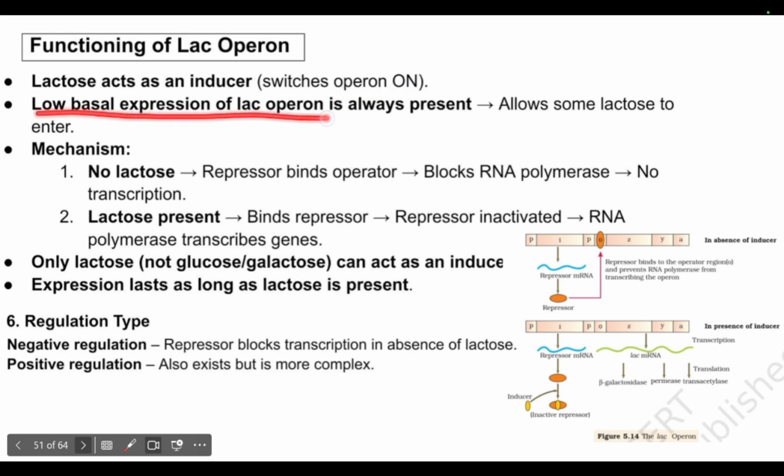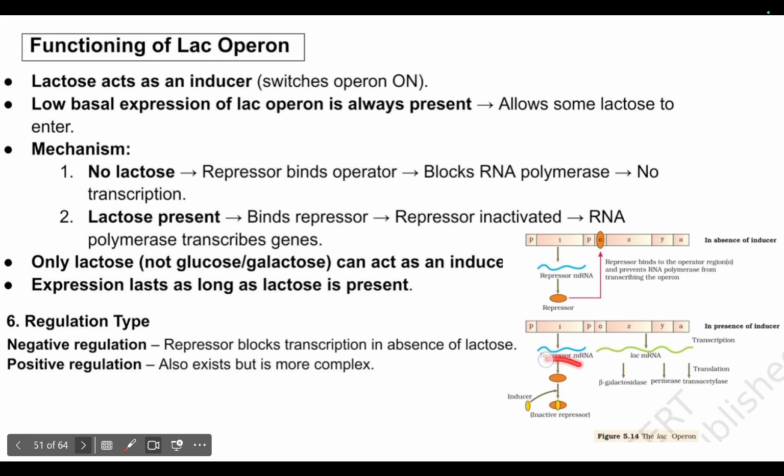A low basal expression of the lac operon is always present, which allows some lactose to enter inside. If there is no lactose in the cell, then the I gene forms the repressor, and the repressor binds to the operator. When the repressor binds to the operator, there will be no transcription. If there is no transcription, then there will be no formation of protein. So with no lactose, the repressor will bind to the operator and this will block the RNA polymerase and lead to no transcription. But if lactose is present, then it will bind to the repressor and the repressor gets inactivated.